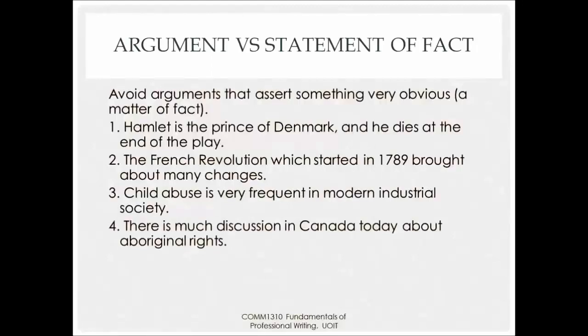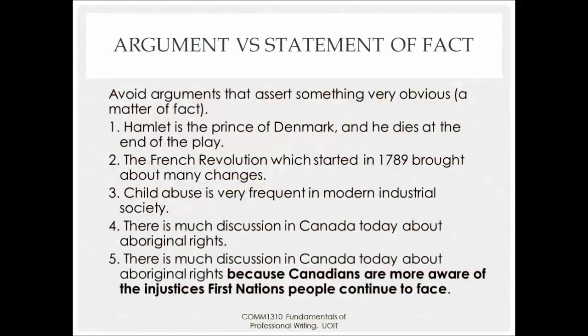How could you make it more like an argument? Start off with the same statement about there being much discussion of Aboriginal rights in Canada, but then add something that is not as obvious or not everyone will agree with. So, for example, you could say, there is much discussion in Canada today about Aboriginal rights because Canadians are more aware of the injustices First Nations people continue to face today.